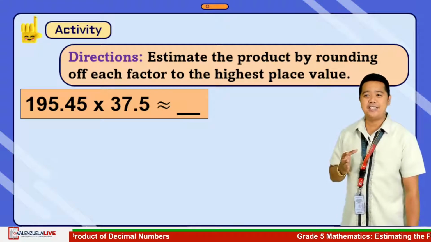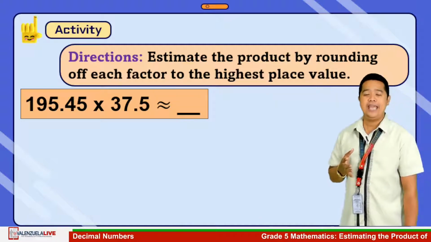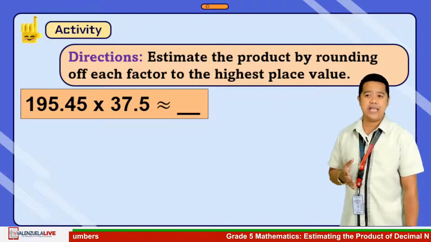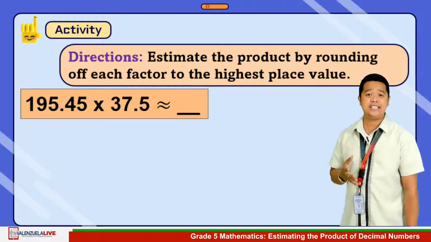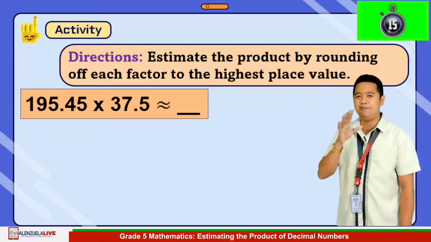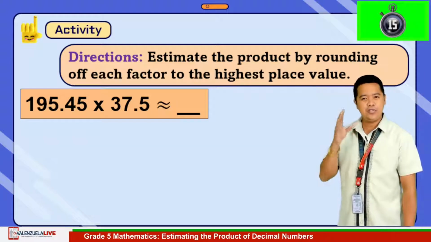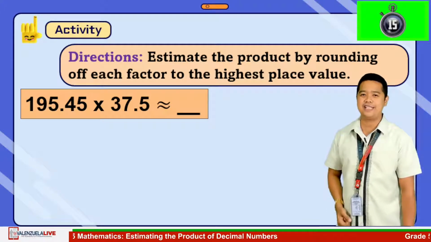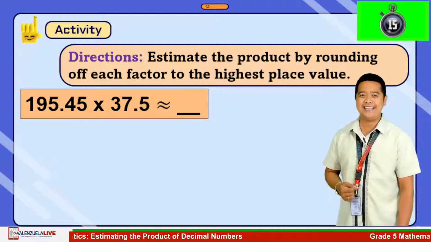Let us try to answer 195 and 45 hundredths times 37 and 5 tenths is approximately equal to. So I will give you 15 seconds to answer. You can use the comment section to type your answer. And your time starts now.